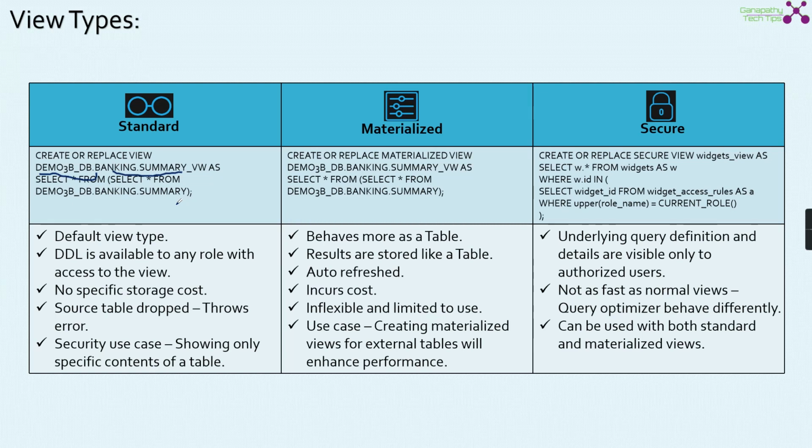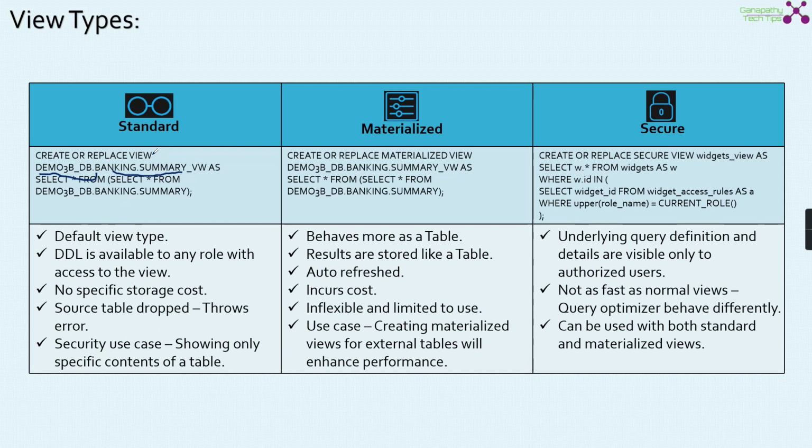If you are not aware of what a view is, a view is just an abstraction on top of the table. Here, if you can see, this banking summary underscore view is the view which is developed on top of the summary table, which is just select star from, meaning all the contents of the table are available as part of this view. Now there might arise a lot of questions, why I need to create it like this. We are going to discuss more in detail about it, but this is the typical standard view.